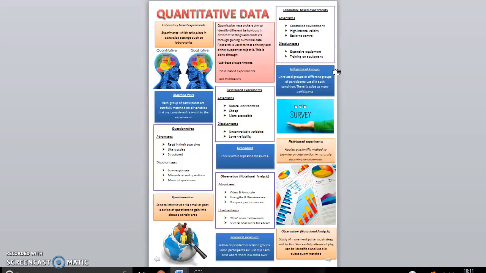This is more commonly used in tests which are investigating more than one condition, such as flexibility and power in the lower body. Finally, matched pairs is where each group of participants are matched based on all of the variables that are considered to be relevant to the experiment. They're different people, but they have similar characteristics.